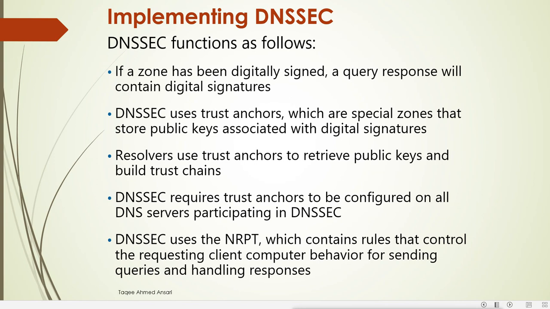First, DNSSEC functions as follows. If a zone has been digitally signed, a query response will contain a digital signature. And DNSSEC uses trust anchors, which are a special zone that stores public keys associated with the digital signature. That means the digital signature is signed by using a public key, and that public key is stored in a zone, and that zone is called the trust anchor. So the resolver uses the trust anchor to retrieve public keys and build the trust chain. The resolver, that means the server which is resolving all these records, will get the key from the trust anchor and build the trust chain.